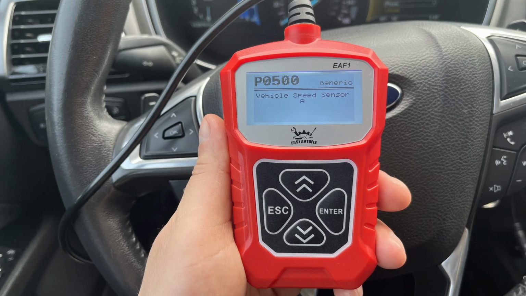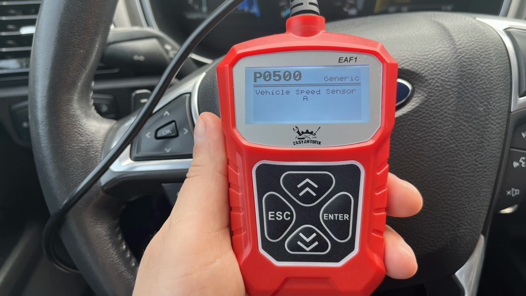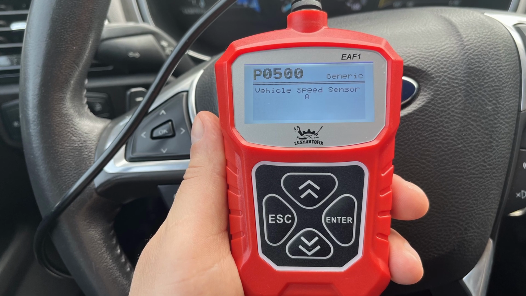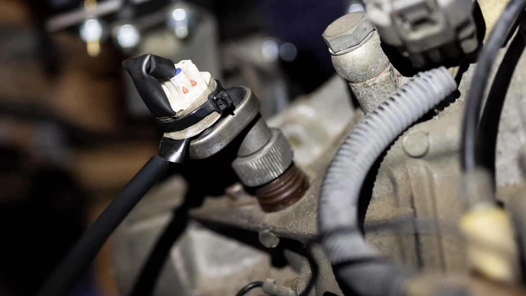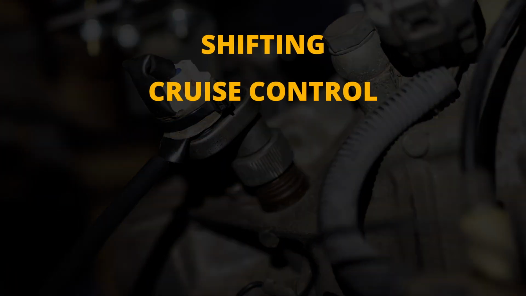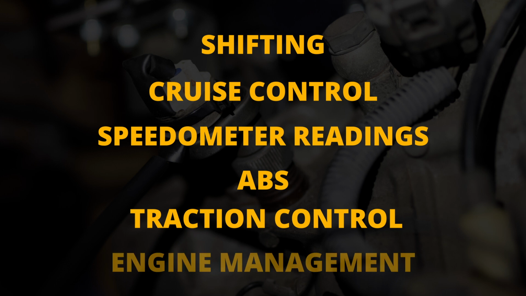The P0500 code means the ECM has detected a problem with the vehicle speed sensor. In simple terms, the ECM isn't getting accurate vehicle speed information, or the signal is missing altogether. The vehicle speed sensor is what tells the ECM how fast the vehicle is moving. That info is used for shifting, cruise control, speedometer readings, ABS, traction control, and even engine management.